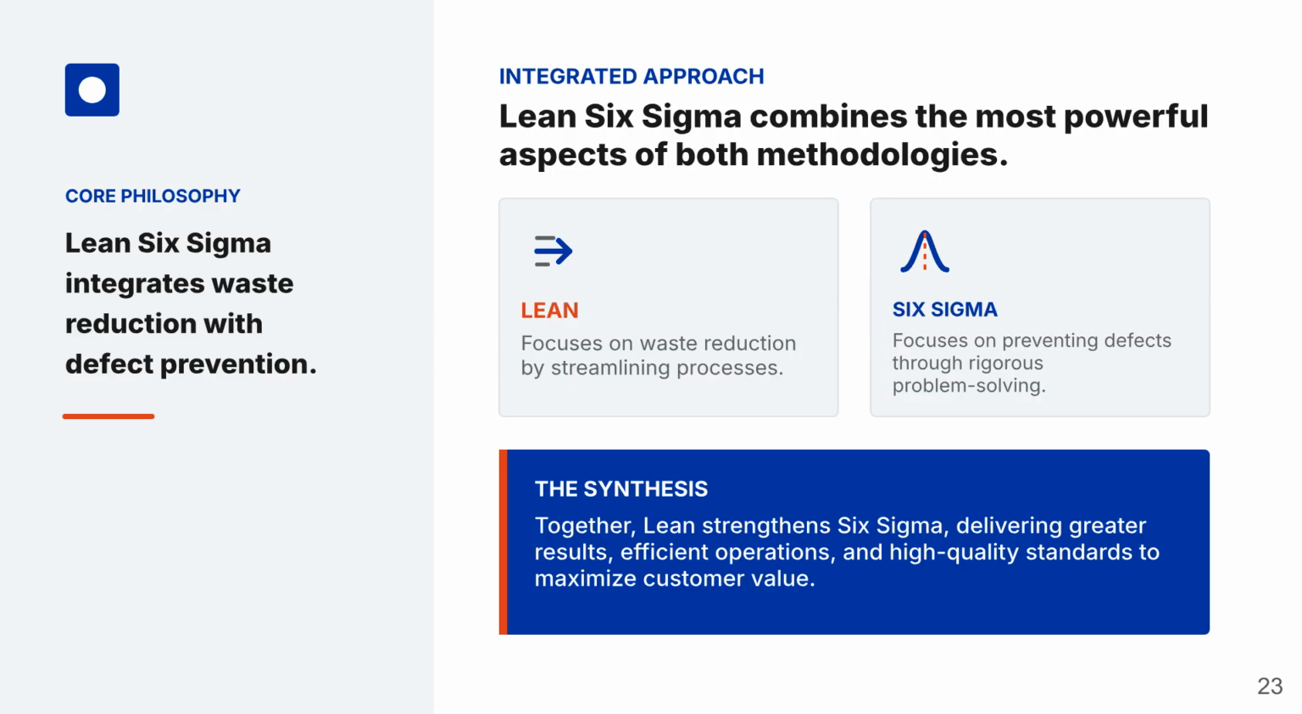Lean Six Sigma combines these complementary strengths. Lean makes processes faster and more efficient, while Six Sigma makes them more accurate and reliable. Together, they create streamlined processes that are both cost-effective and capable of delivering consistently high-quality results.